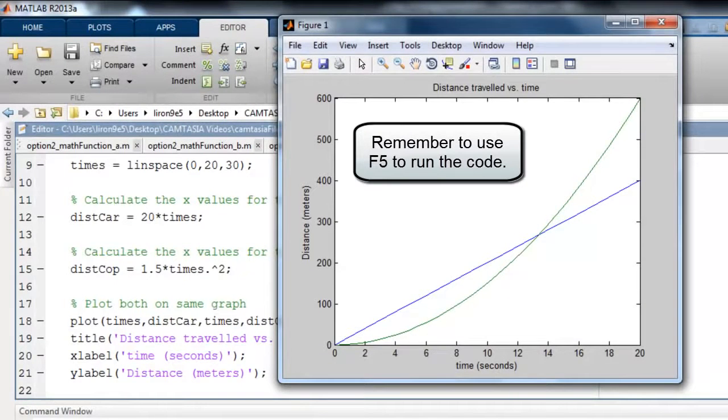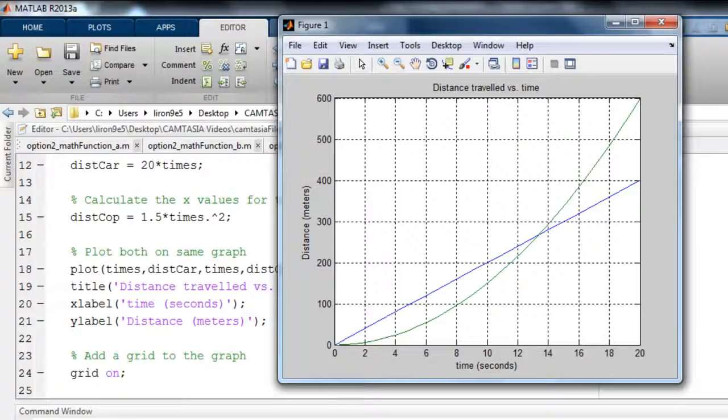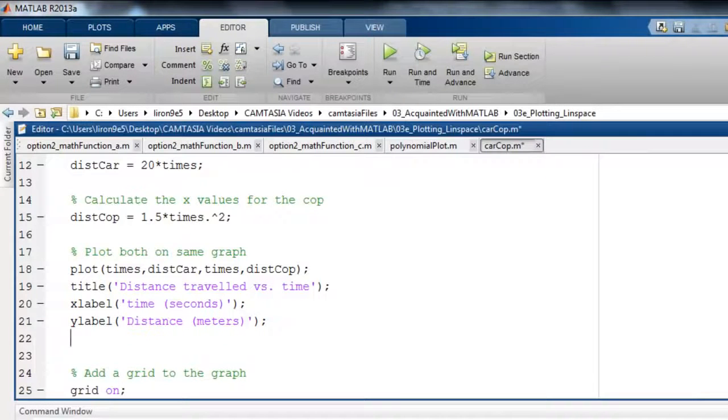Let's add a grid so we can easily read the intersection. Alright, now which one is which? Which one is the cop, which one is the car? Remember that when you do plots in engineering, you need to label absolutely everything. So the additional one that we need is a legend. Is the green the car or the cop? Well, let's do a legend. Notice how MATLAB is very intuitive as far as the keywords. The first plot that we did was the distance for the car, so that's the first one that we need to put. The second one was the cop.